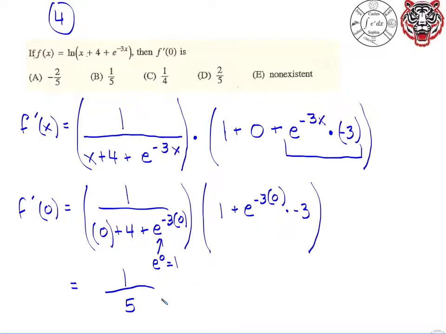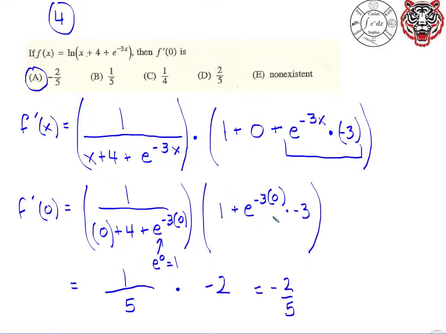All right, and this is all going to be multiplied by this, which is the inner times the inner. So we got a -2. That is correct. Yeah, -2. So it's -2/5, which is A.